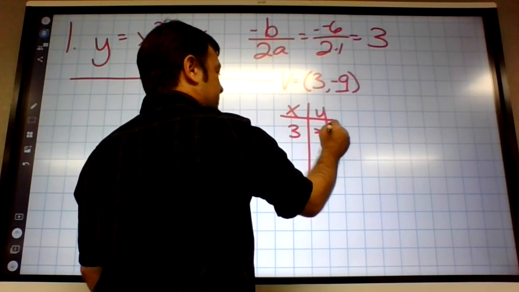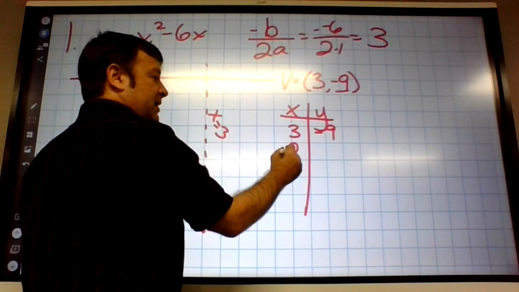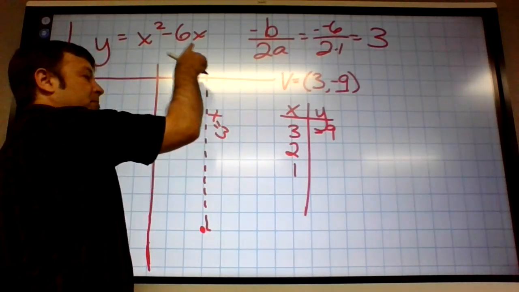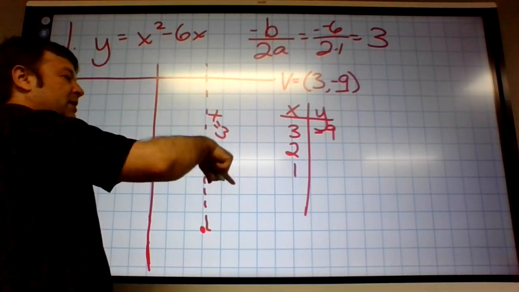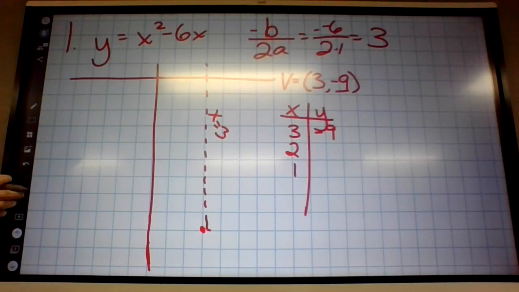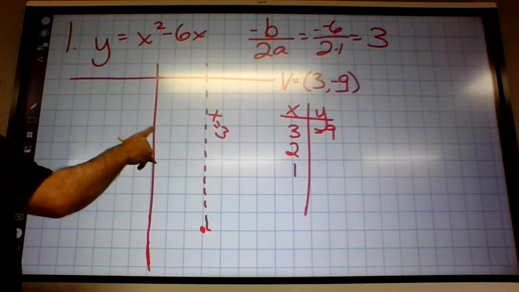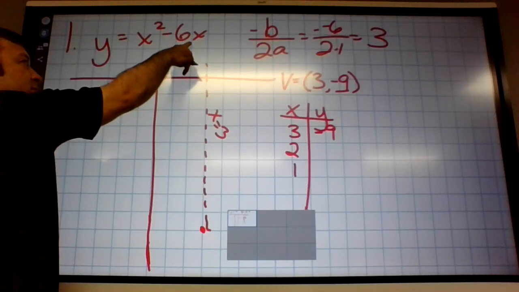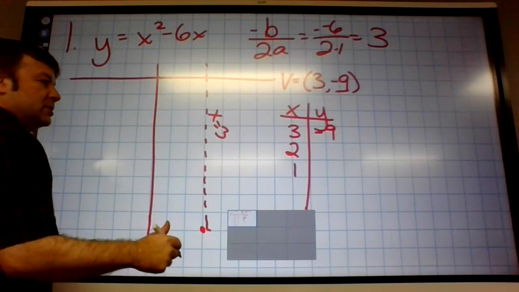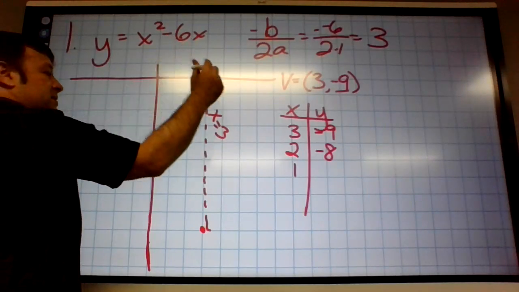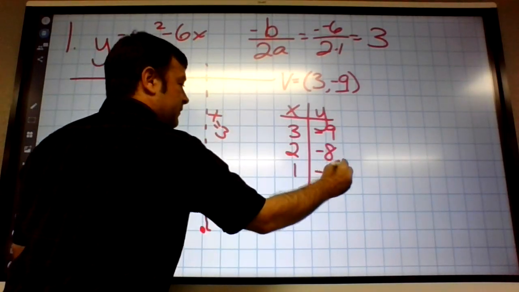So the vertex is 3, -9, and I had you guys in the past choose a couple x values close to the vertex, plug it in, and then graph from there. Which is what I'm going to basically do. If I plug in 2, I get 4 minus 12, which is -8. If I plug in 1, I get 1 minus 6, which is -5.